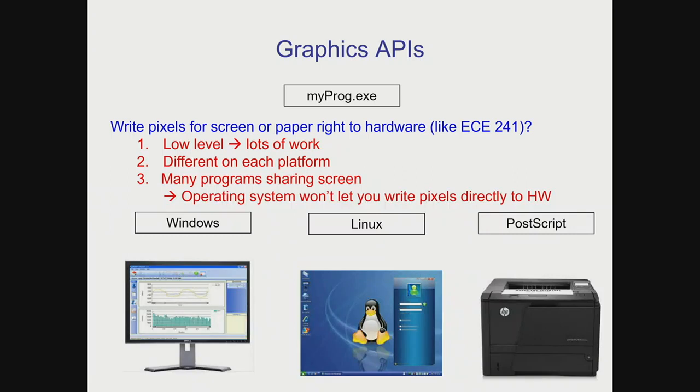And then the last thing is, when you're in ece241, you are running right on the hardware. There's no operating system. There's no protection, right? If you do something that will melt that chip, you'll melt that chip, okay? But we don't allow that in computer systems where you have multiple programs running and potentially multiple users. The operating system protects them from each other, and that's why you get segfaults. Try to access some memory that you don't own, the operating system kills you. You can't access the graphics hardware directly. It's protected by the operating system. So if you try to do that, your program will just be killed.